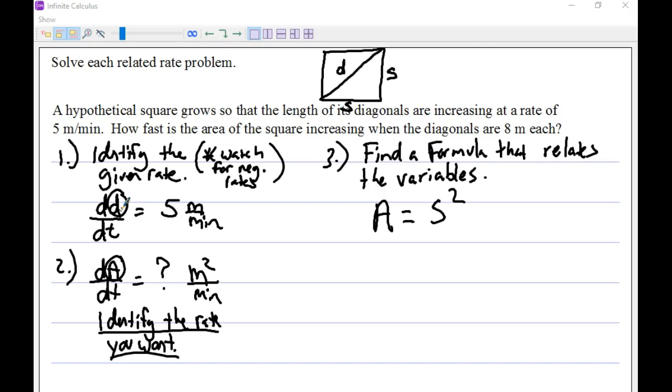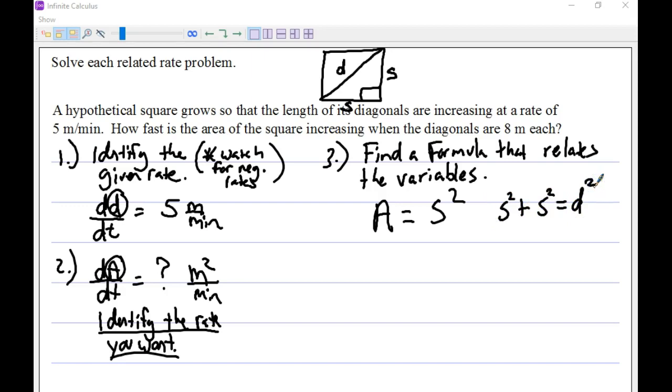What else do you guys see we could do up here though? How can I create an equation with a D in it? Can you guys figure one out? Pythagorean theorem, right? S squared plus S squared equals D squared. So let's write that. S squared plus S squared equals D squared.